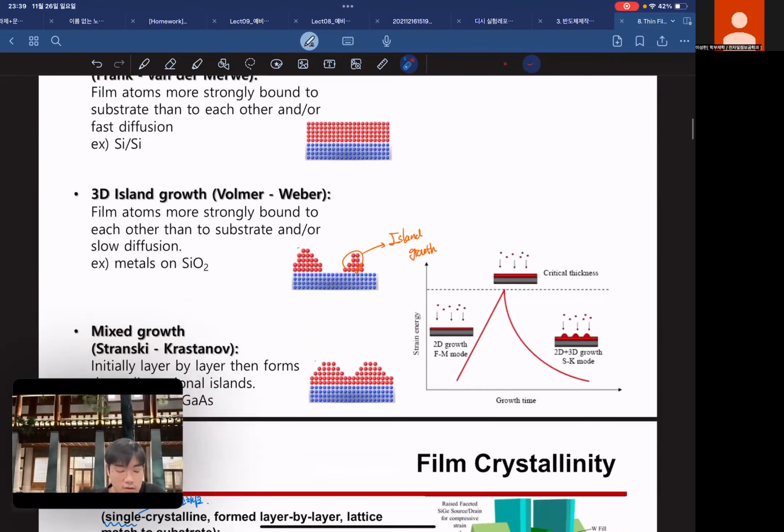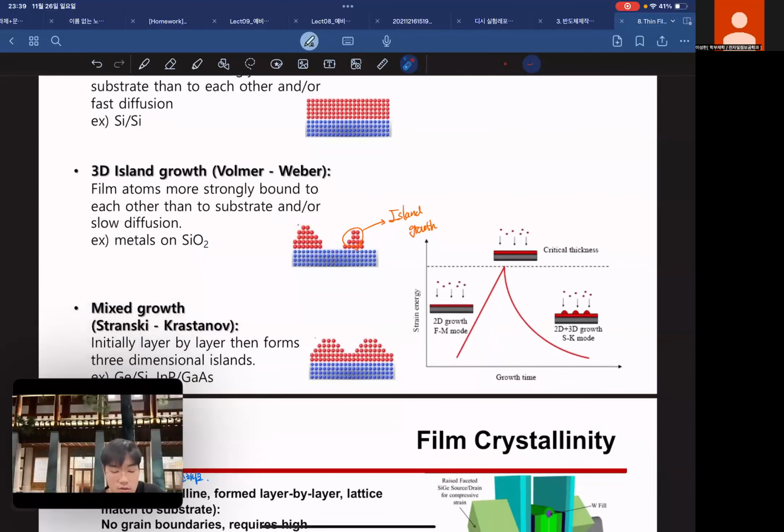Secondly is 3D island growth. It happens when we deposit the film from the vapor. The film atoms do not bond to the surface; they bond strongly to each other, so it makes a 3D structure. We call this island growth.